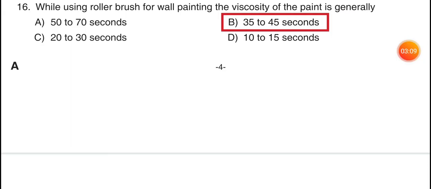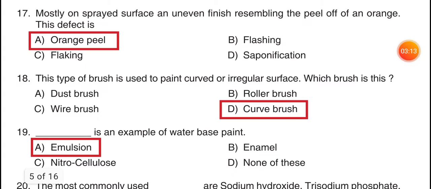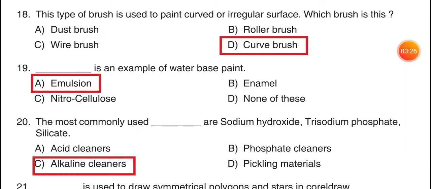16. While using roller brush for wall painting, the viscosity of the paint is generally. Option B, 35 to 45 seconds. 17. Mostly on sprayed surface, an uneven finish resembling the peel of an orange. This defect is. Option A, orange peel. 18. This type of brush is used to paint curved or irregular surface. Which brush is this? Option D, curve brush.